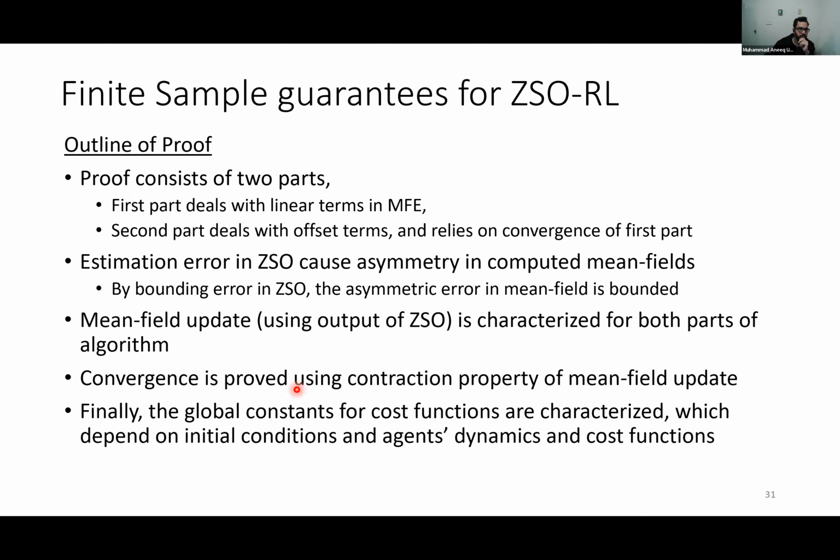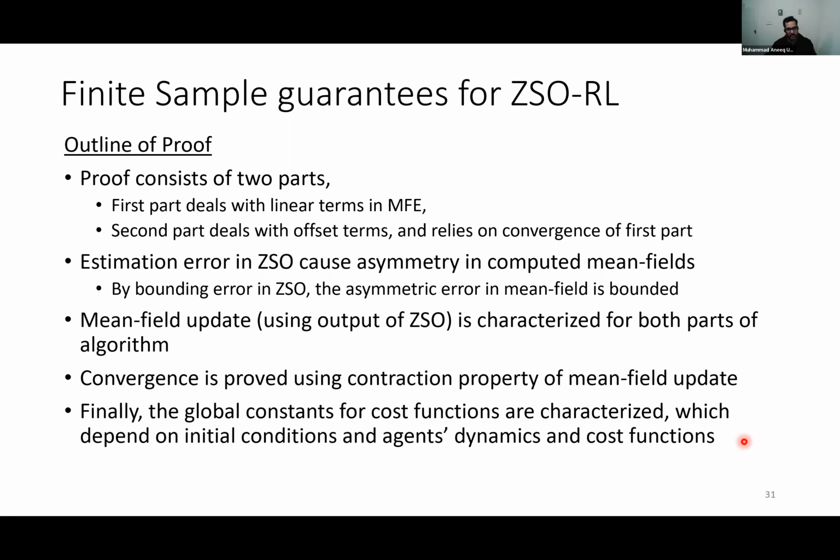Just a brief outline of the proof. The proof again consists of two parts. The first part deals with the linear term, the second part deals with the offset term, and relies on the convergence of the first part. There's an estimation error in the zero-order stochastic optimization, which can cause asymmetry in the computed mean fields. But by bounding the error that is accumulated in the zero-order stochastic optimization, the asymmetric error of the mean field is also bounded. Then we characterize the mean field update for both parts of the algorithm, and the convergence is proved using the contraction property of the mean field update.